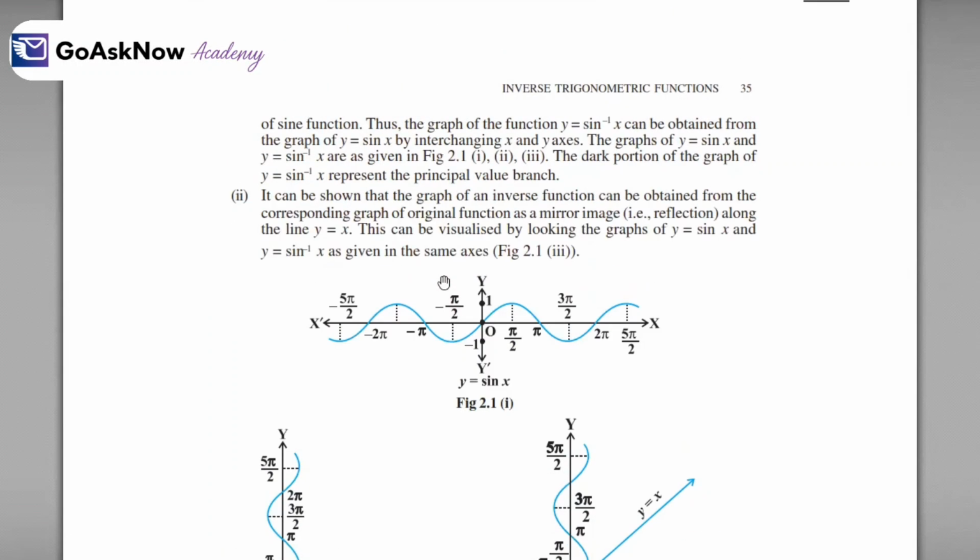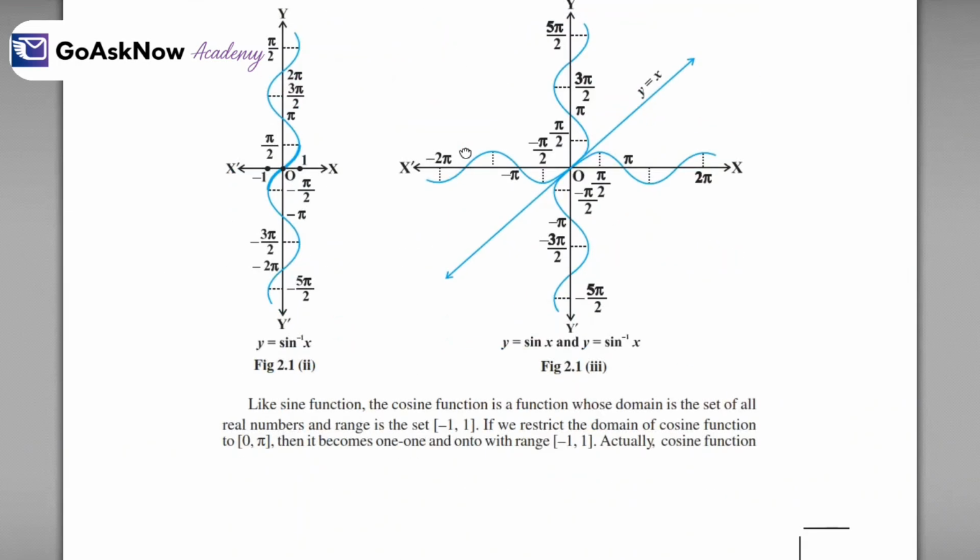It can be shown that the graph of an inverse function can be obtained from the corresponding graph of the one-one function. I have also covered that it is reflection along y equal to x only. Like the sine function, the cosine function is a function whose domain is the set of all real numbers and range is the set from minus 1 to 1.